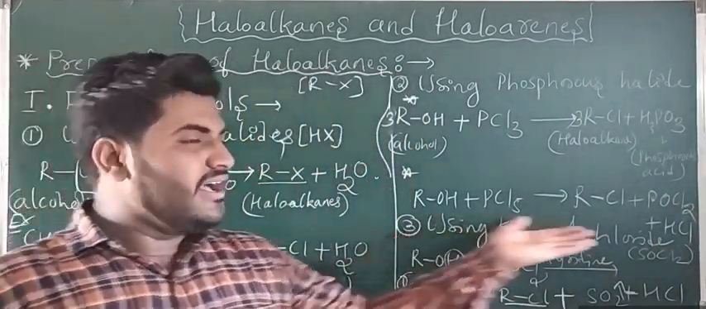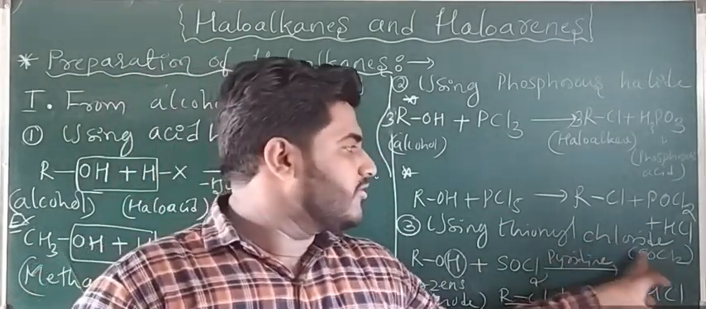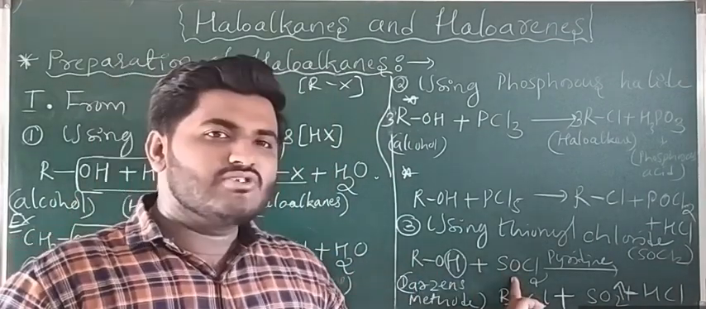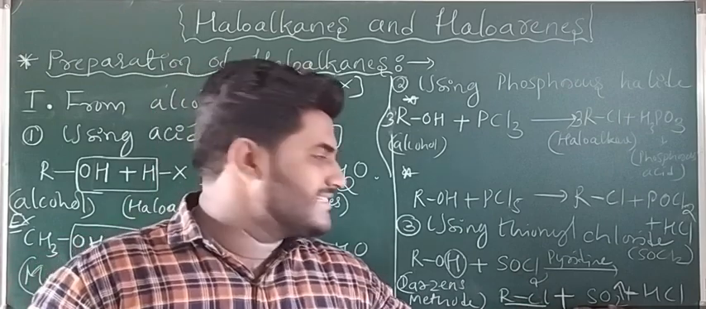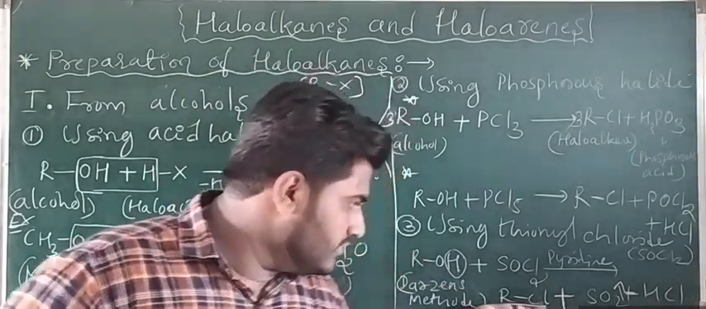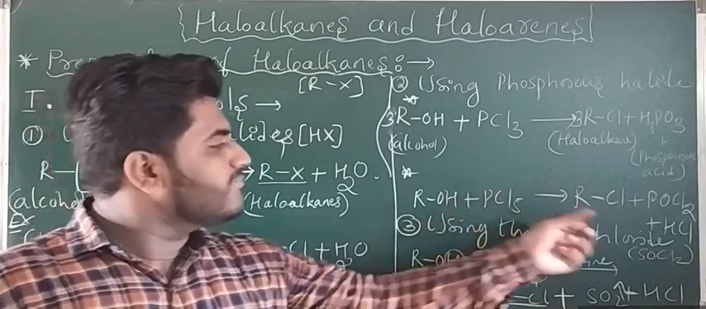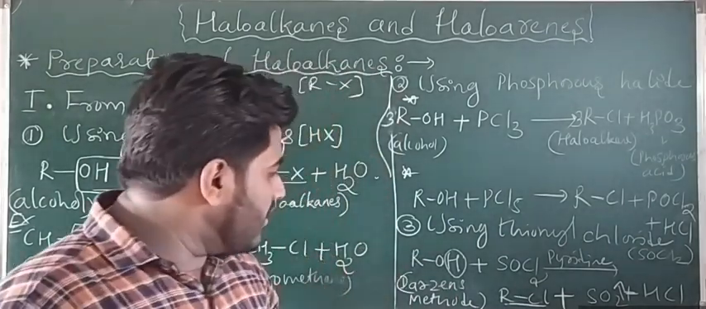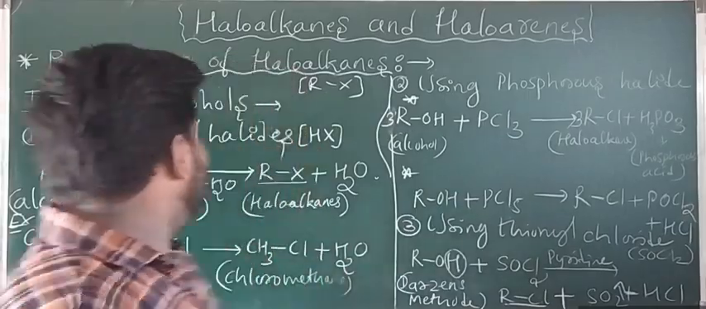The third method is using thionyl chloride. Thio means nickname for sulfur. Therefore, the thionyl chloride formula is SOCl2. Same, you take an alcohol, add SOCl2 in the presence of pyridine, and we get RCl. SO2 is a gas and is eliminated, HCl is eliminated. So this RCl is called a haloalkane, right? This method using thionyl chloride is called Darzens' method. Which method? Darzens' method. I hope you understood. Now, second category.